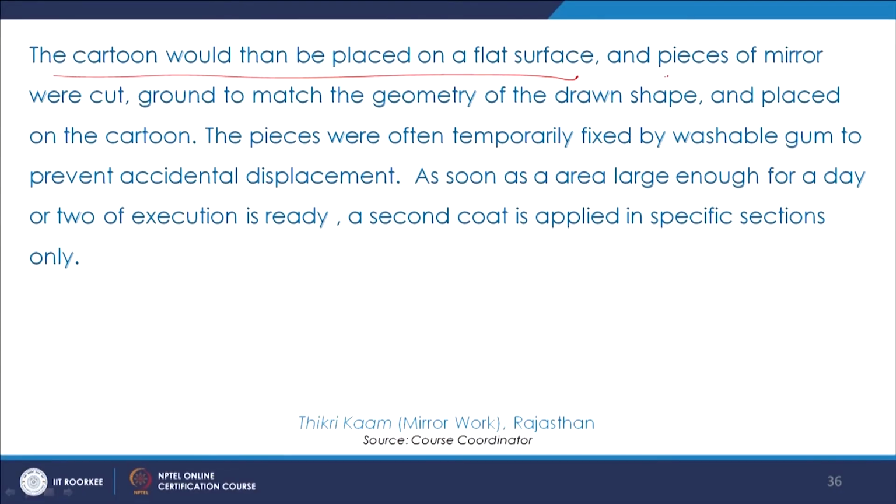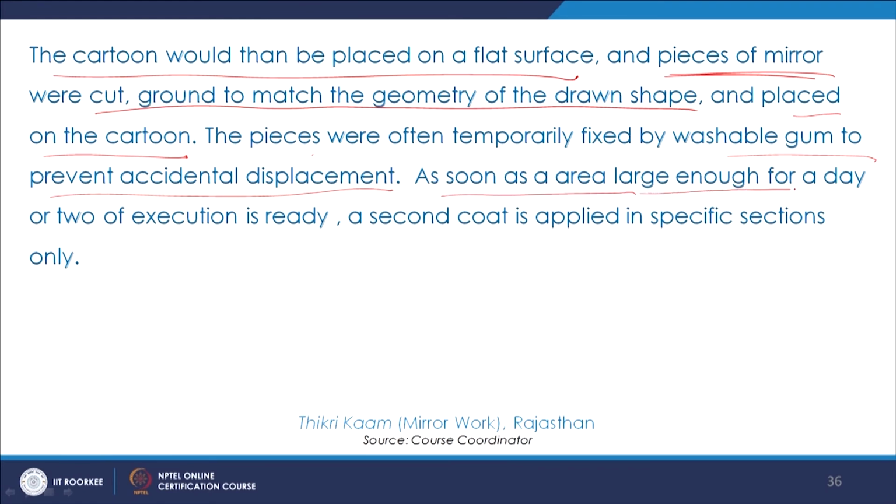The cartoon would then be placed on a flat surface, and pieces of mirror were cut, ground to match the geometry of the drawn shape, and placed on the cartoon. The pieces were often temporarily fixed by washable gum to prevent accidental displacement. As soon as an area large enough for a day or two of execution is ready, a second coat is applied. So this is again a system, a proper technique, a process, starting from the first layer, then preparing the cartoon, then temporarily fixing the mirrors, after that preparing the second coat.